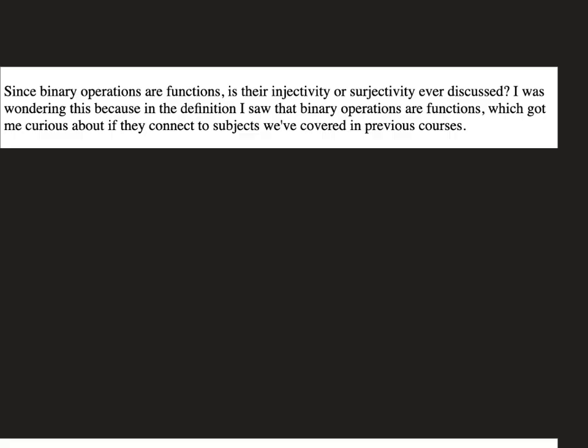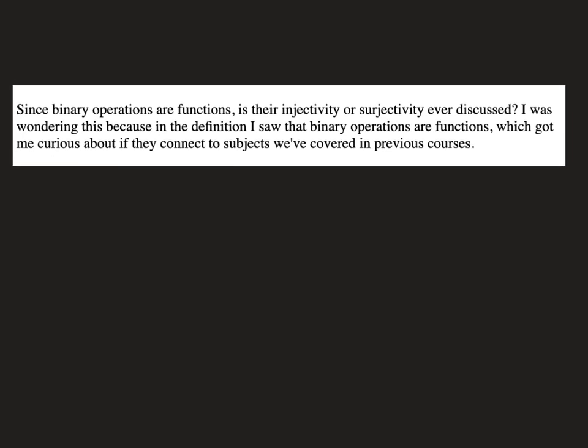Since binary operations are functions, is their injectivity or surjectivity ever discussed? I was wondering this because of the definition I saw that binary operations are functions, which got me curious about if they connect to subjects we've covered in previous courses. Yes, absolutely. We will talk about injectivity and surjectivity in case we've forgotten.